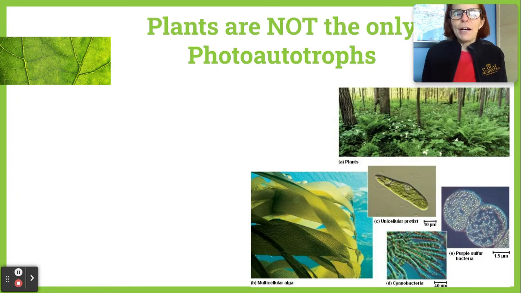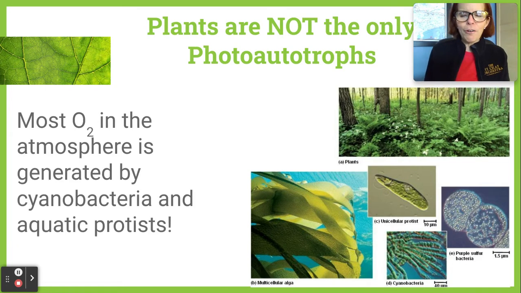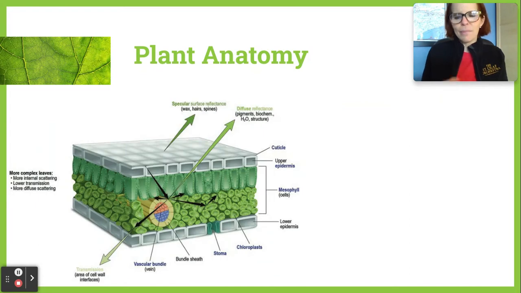All right, moving on. Plants, did you know, little known fact, plants are not the only photoautotrophs. Most of the oxygen in the atmosphere is generated by cyanobacteria and aquatic protists. So we have a few photos there. The multicellular algae like the seaweed that we think of as seaweed. Plants, there's the protists. Euglena is an example that has chloroplasts inside of it. The purple sulfur bacteria and the cyanobacteria. They're the ones that are making most of the oxygen in our atmosphere.